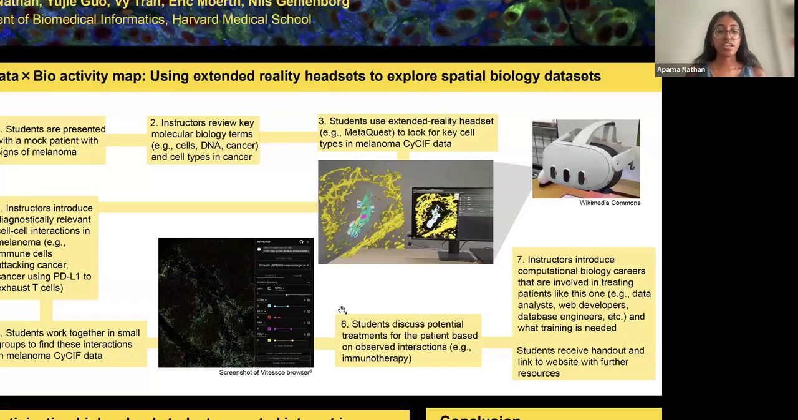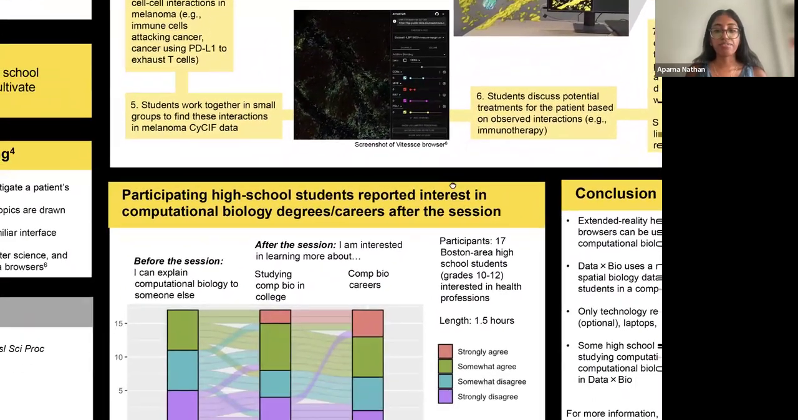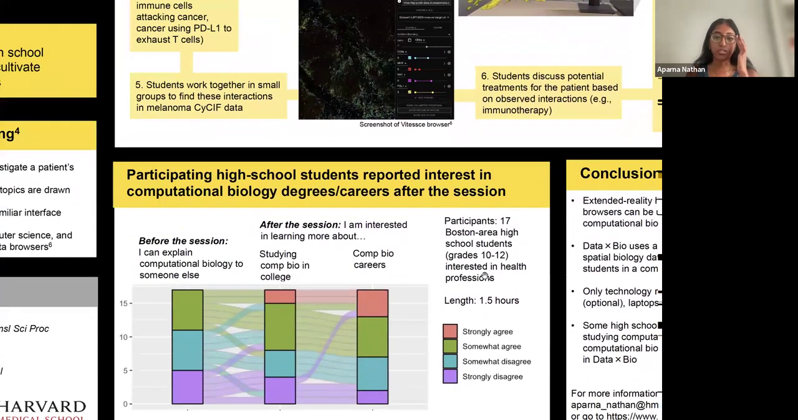So this was the overview of the session, and we actually ran it for a group of 17 Boston area high school students in grades 10 through 12 who indicated an interest in health professions. These students came for the session, which they participated in for 1.5 hours, and they filled out a survey before and after the session.